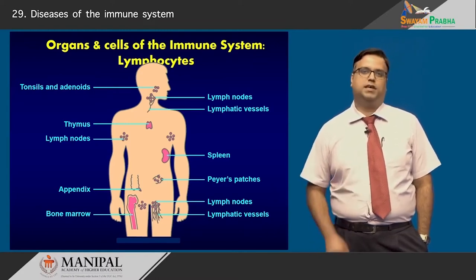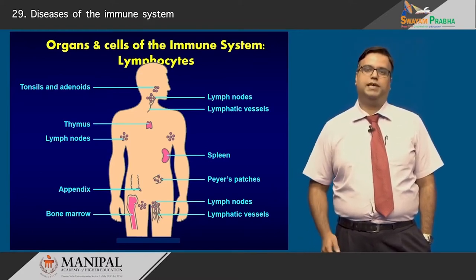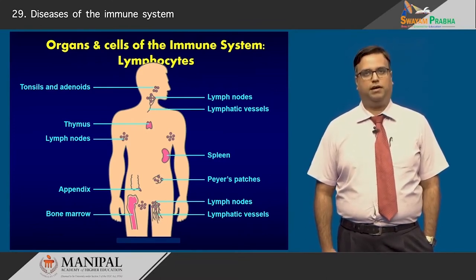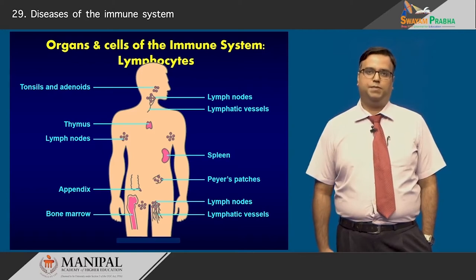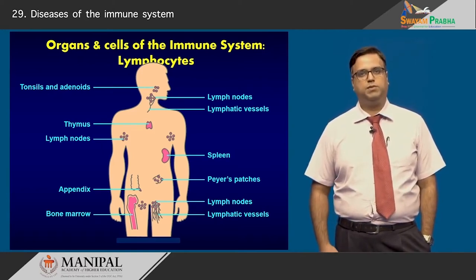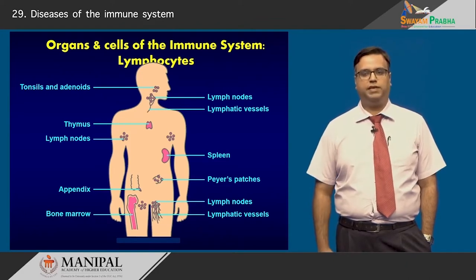We have the thymus, which, as we know, is also a site for T cell differentiation. And also in the intestine, our gut system, which has the Peyer's patches and the appendix, which are equally important in checking the organisms which can gain entry through the alimentary canal.